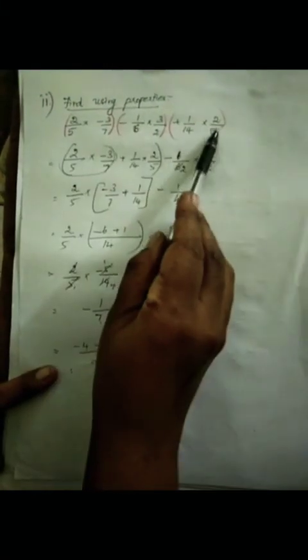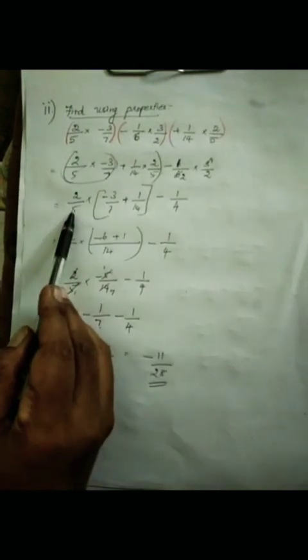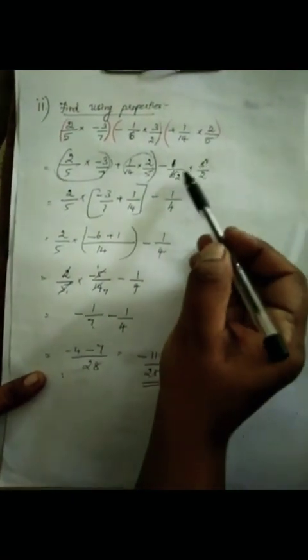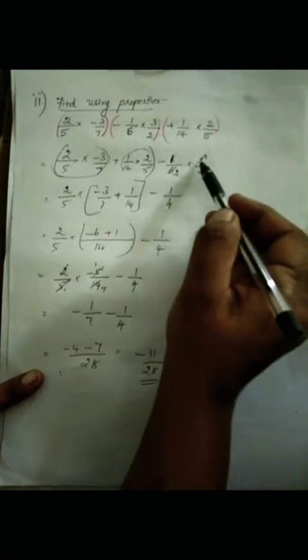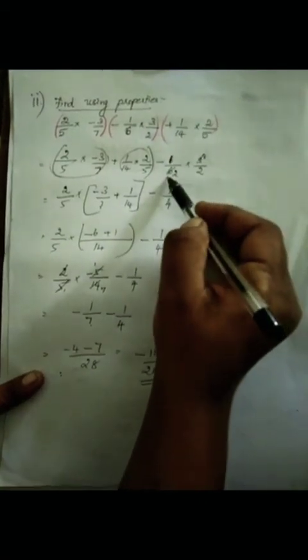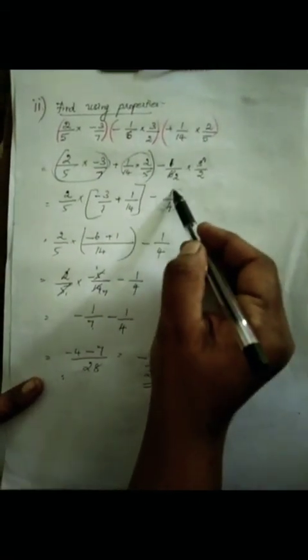So using the distributive property, I found out the answer. First term and third term I brought together. In that 2 by 5 is common, so I wrote 2 by 5 outside. In the first term minus 3 by 7 is left over, and in the second term 1 by 14 is left over. And here I did the small calculation, that is cancellation. I did 3 and 6 can be cancelled by 3 table. So this term will become 1 by 4.